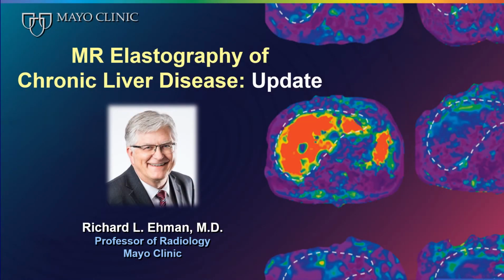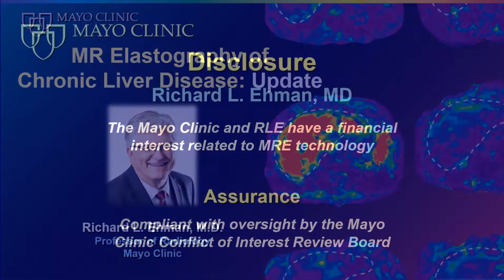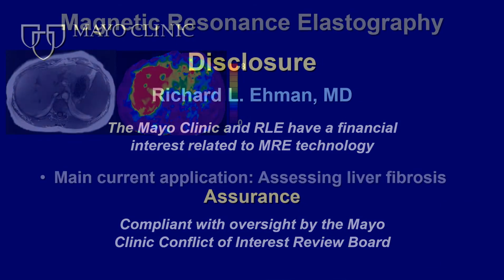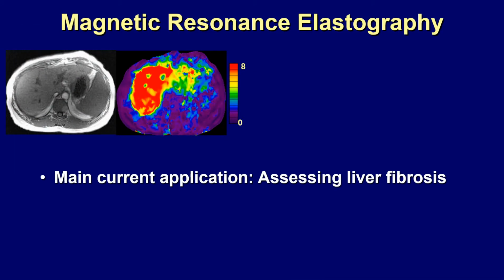The goal of this short presentation is to provide a quick update on the role of magnetic resonance elastography in diagnosing and managing chronic liver disease. Magnetic resonance elastography is a technology for assessing the mechanical properties of tissue. Currently, the main application is to diagnose liver fibrosis. It's a very quick imaging technique, taking about 1 minute of imaging time.